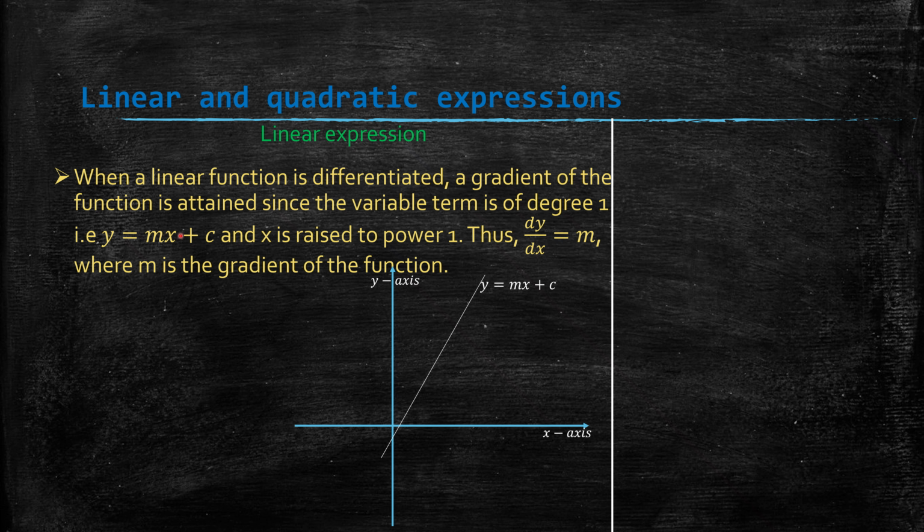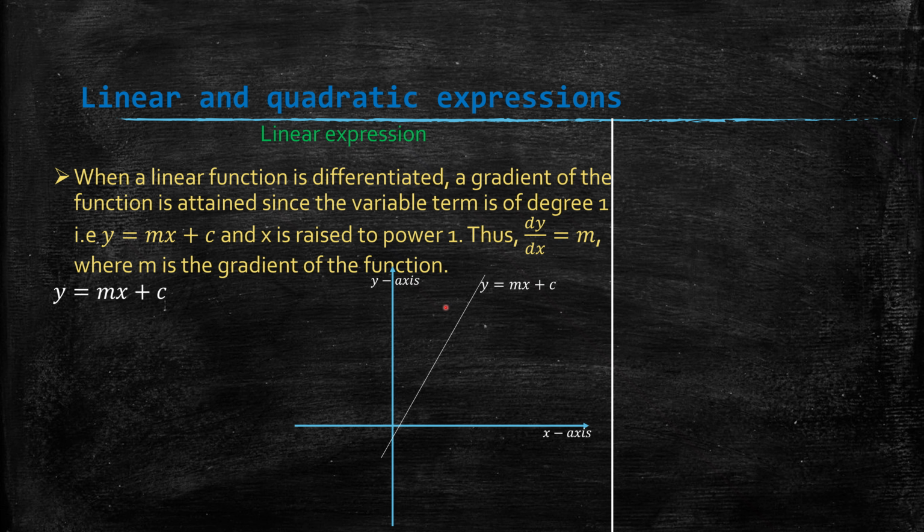So when we differentiate this, since it is of degree 1, this term is just going to go away, and we shall remain with only this, because remember we said when we differentiate a constant it will be equal to 0. So that means dy dx is going to be equal to only m. When you differentiate, dy dx in this case is m, where m is the gradient of the function. This is one of the unique functions whereby when we differentiate, we get only the gradient of the function, because for other functions we get the derivative, from which we can determine the gradient of the function at a particular point.